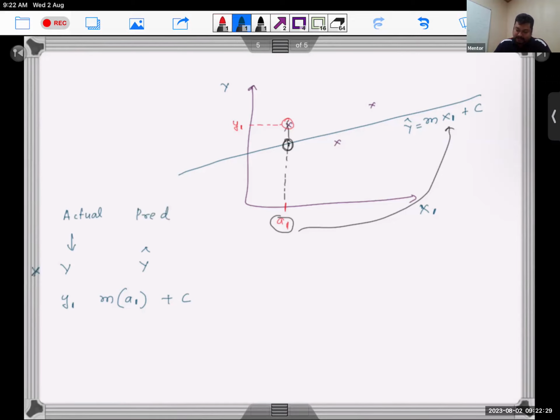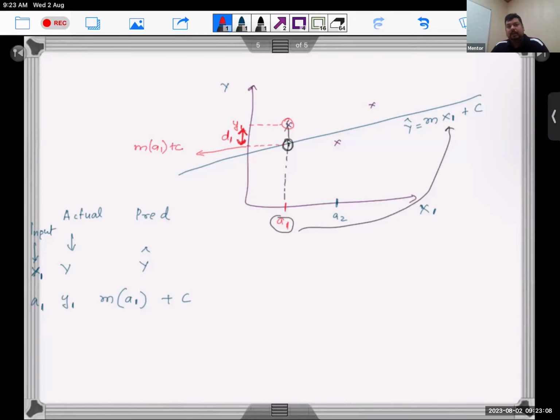Let's say this is the input x1. All right. So this is your A1, and this is the prediction that you get. For let's say the next value, let's say this is A2. So what would be the distance? Can I say the distance would be, so this value is going to be M times A1 plus C. So this is the distance I'm measuring. Is this the distance I'm measuring? Yes. Okay. This distance is called D1.